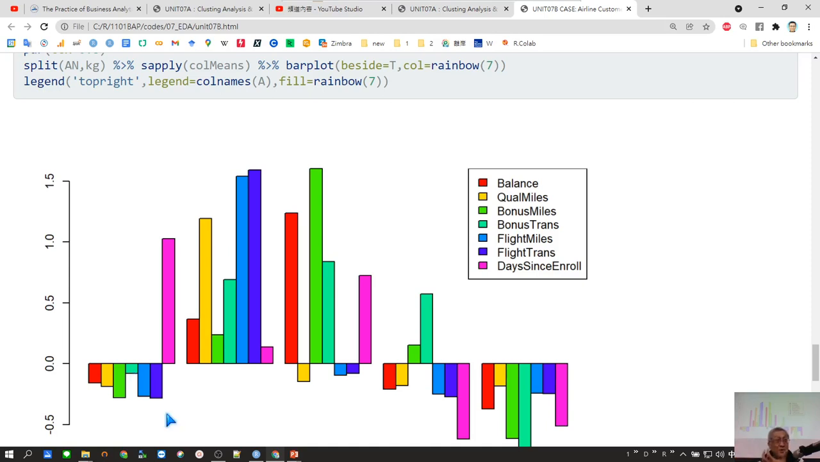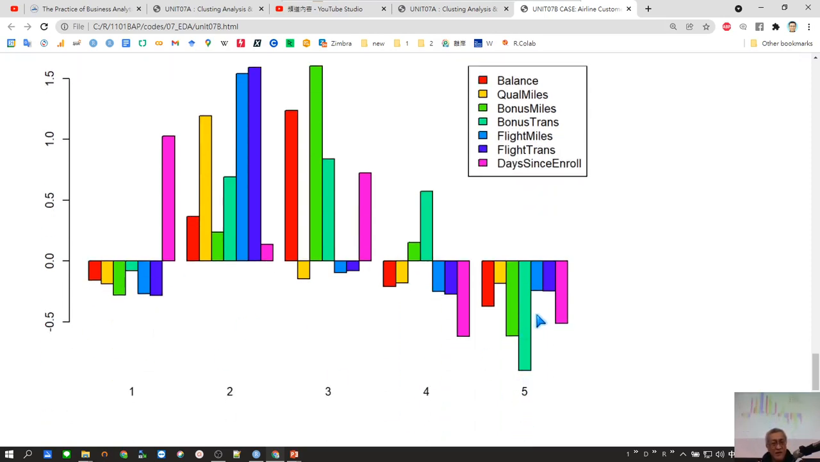See, so this is how clustering can help us in a real case. It helps us separate customers into distinctive groups. And then let's take another look at group 5. What are the characteristics of group 5? How is it different from this one?